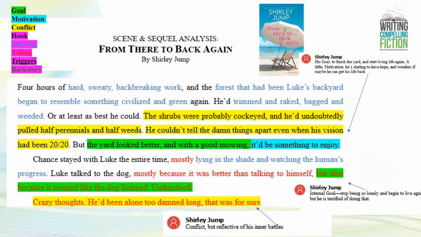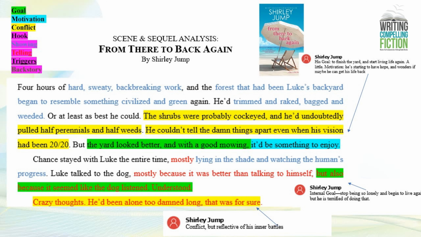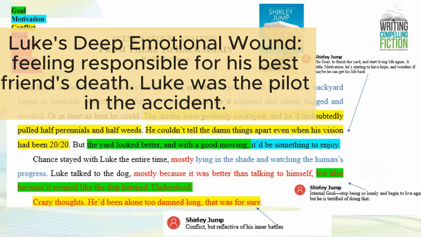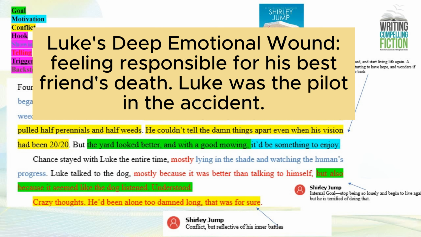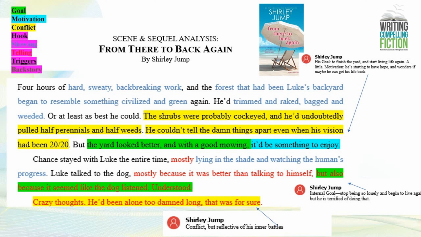But let's talk about Luke's scene goal. So his scene goal is to get the yard done. His goal is to finish the yard and start living his life again. He was blinded in an accident that killed his best friend. And so he has a lot of guilt, and he's been kind of living like a hermit for a long time. And his internal goal is to stop being so lonely and to kind of open up, because he had a full life before all this happened.